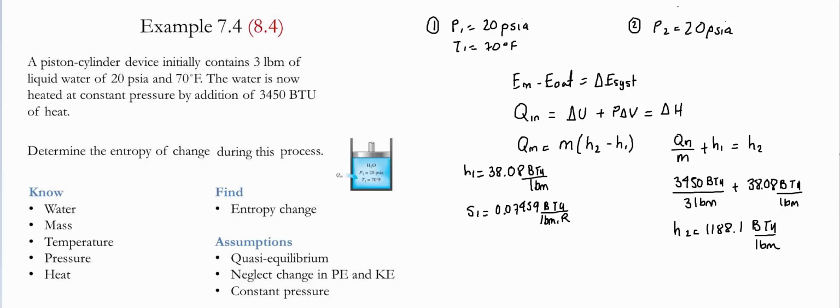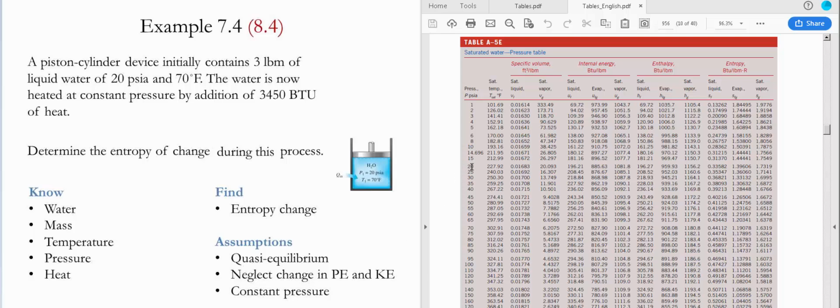Now for state 2, we have the value of the pressure as well as the enthalpy, so we could go to the table to determine what phase we have. So we go to the table, and for a pressure of 20 psia, we evaluate the values of enthalpy, and we have that the value for enthalpy that we currently have is 1188.1, which is larger than the value of the saturated vapor enthalpy. This indicates that for this state, water is a superheated vapor.